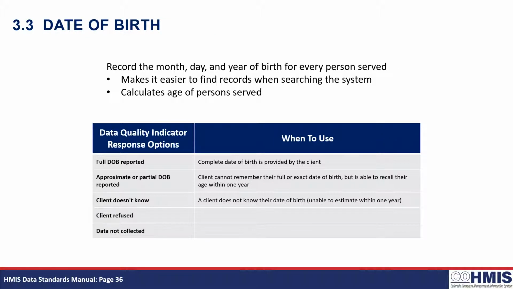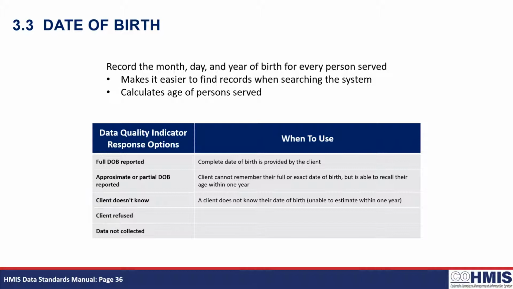Date of birth, pretty straightforward, right? We're just going to record the month, day, and year of birth for every person that we serve, which makes it easier to make sure we're pulling up the right record in HMIS, and also calculates the age of the people that we serve and lets us know what our average age of a person that's experiencing homelessness in our community is. So as with name and social security number, we select that data quality type of full if we have that full date of birth there.